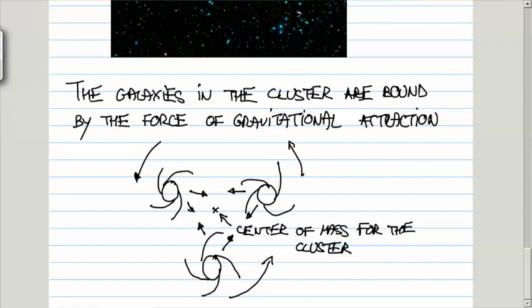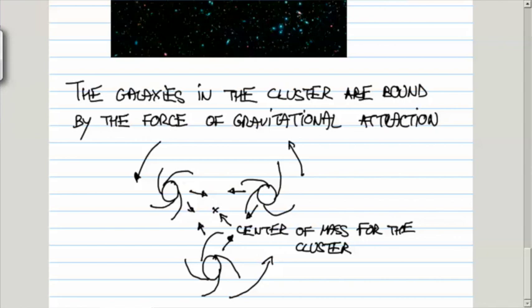Just like two stars bound by the force of gravitational attraction, or say a star and a black hole, revolve around the common center of mass, so the galaxies in a galaxy cluster are bound together by this force of gravitational attraction, and they revolve around the center of mass for the entire assembly. Okay? So what he noticed is that they move too fast.